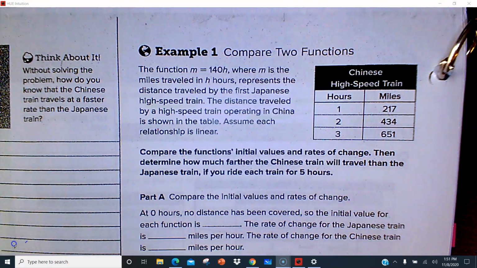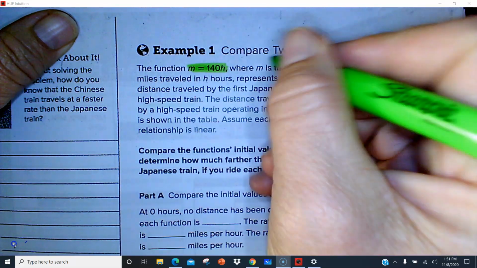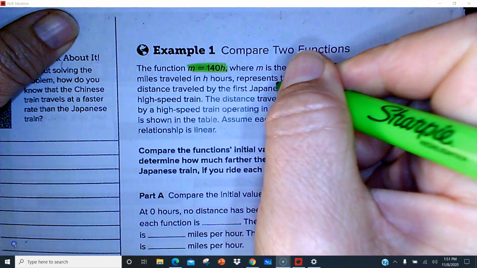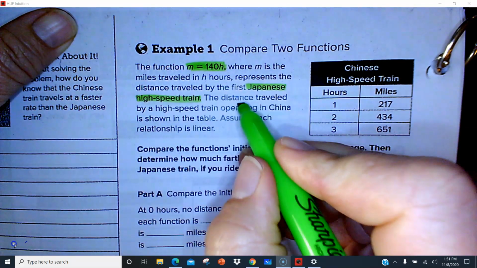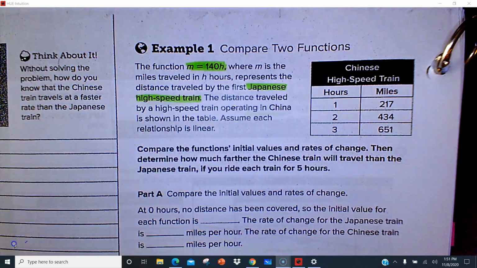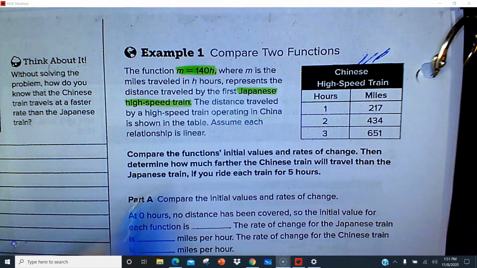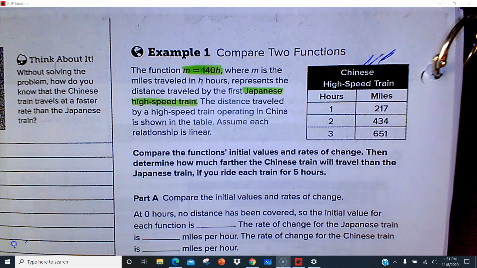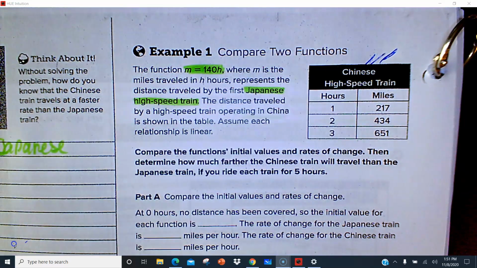Example number 1. The function m equals 140h, where m is the miles traveled, h in hours, represents the distance traveled by the first Japanese high-speed train. The distance traveled by a high-speed train operating in China is shown in the table. Okay, so I'll do this in a different color. Yeah, blue. This guy is going to be blue. So the Japanese one is going to be in green, and then the Chinese one is going to be in blue.